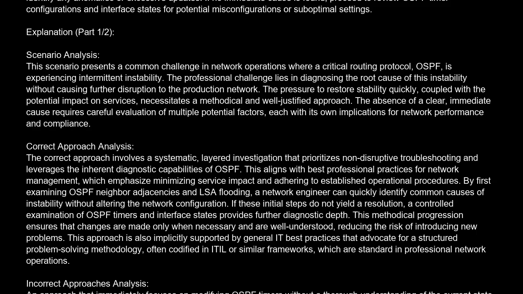This methodical progression ensures that changes are made only when necessary and are well understood, reducing the risk of introducing new problems. This approach is also implicitly supported by general IT best practices that advocate for a structured problem-solving methodology, often codified in ITIL or similar frameworks, which are standard in professional network operations.